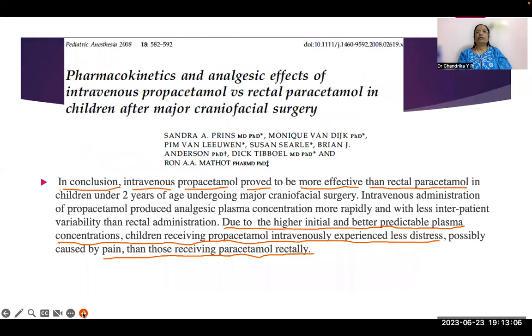There is one more article published in Paediatric Anaesthesia 2008, where they have compared the pharmacokinetics and analgesic effects of IV paracetamol with rectal paracetamol in children undergoing major craniofacial surgery. They have concluded that IV paracetamol proved to be more effective than rectal paracetamol, and due to higher initial and better predictable plasma concentration, children receiving paracetamol intravenously experience less distress than those receiving paracetamol rectally.